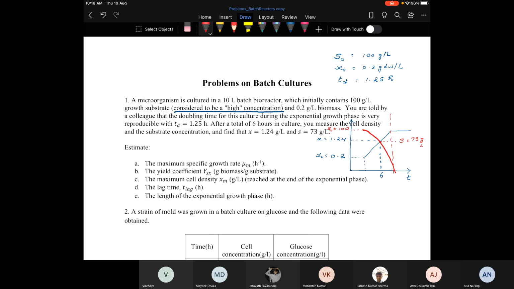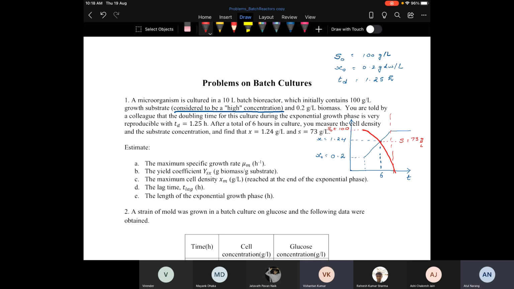Okay. Now, the first question asks you to find out the maximum specific growth rate, mu m. So, I think I'd like to do this a little bit interactively. How will you find out mu m? So from TD, because TD equal to ln2 by mu m. I actually, there is some, the voice is getting distorted. I couldn't hear you. Can you repeat? So TD equal to ln2 by mu m. So we know the value of ln2, so we can find mu m.